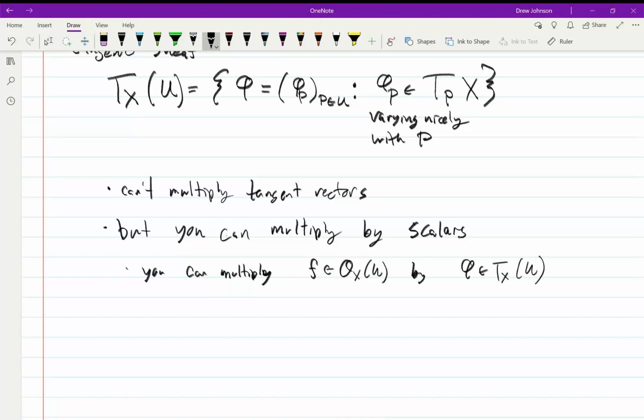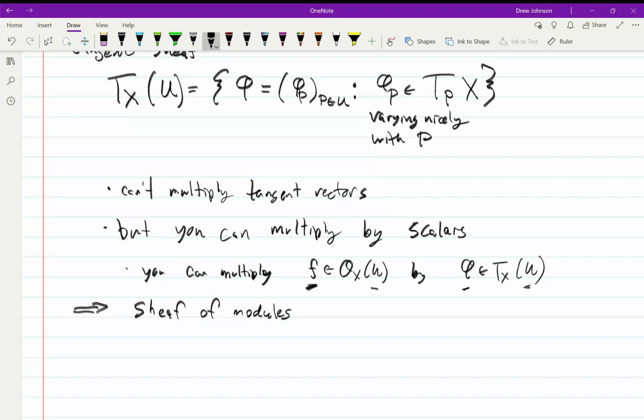All right, this makes sense because you could just think of f as being a scalar at each point of U, and phi is just a tangent vector at each point of U, so you can multiply that scalar by that tangent vector, and that makes sense. All right, so this is going to lead us to our definition of sheaf of modules in just a moment here.